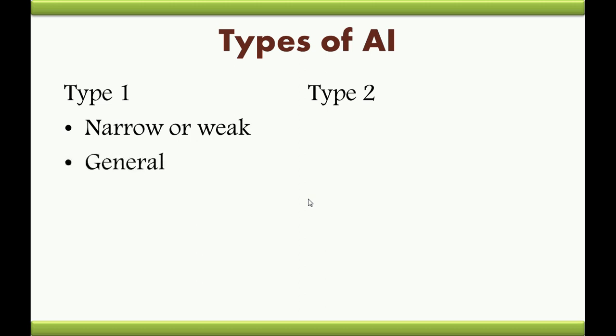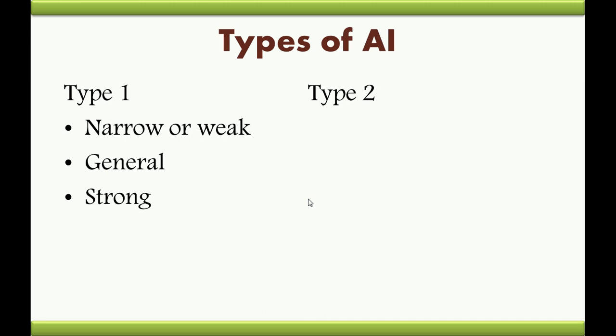Next comes general AI. This type of AI can perform any intellectual task like a human. These AI can think on its own and make decisions. General AI is still under research. Next is strong or super AI. These machines go beyond human intelligence and perform tasks better than humans. This is a hypothetical concept.